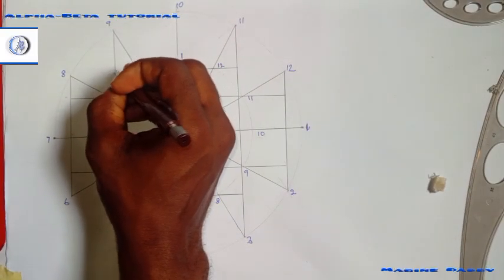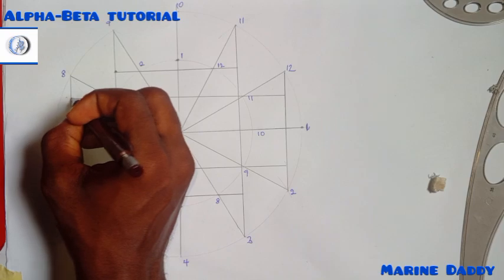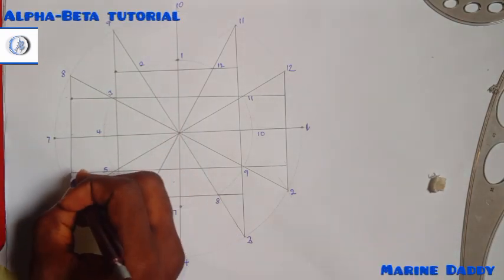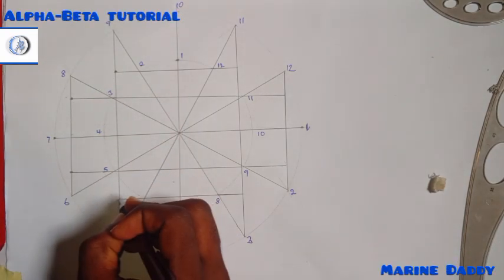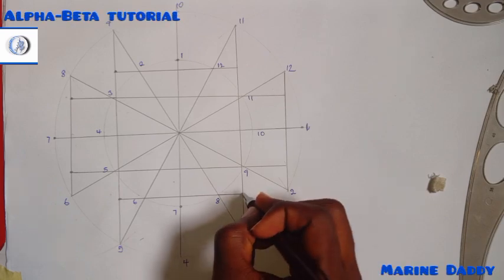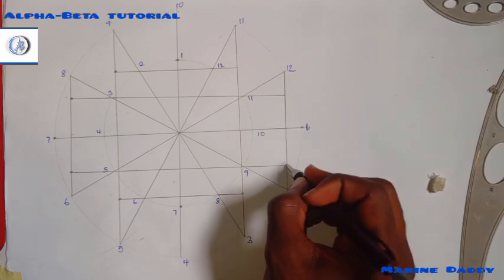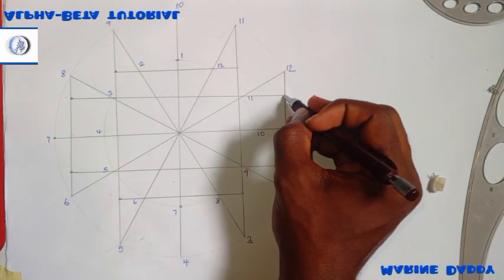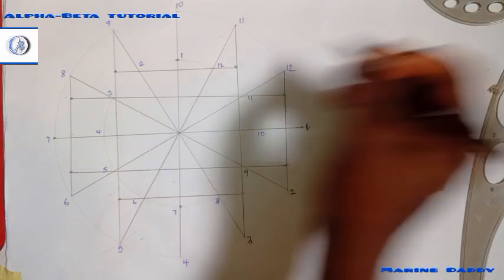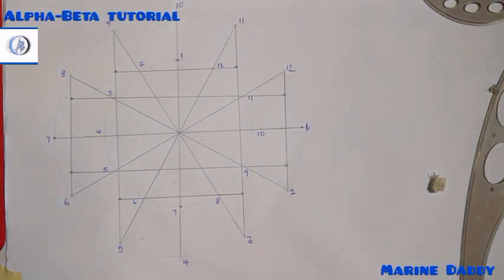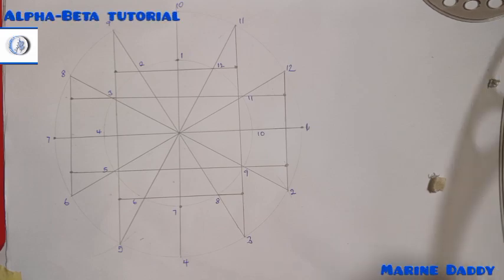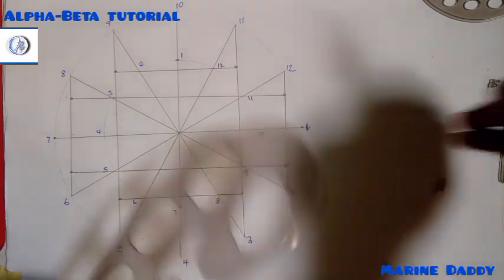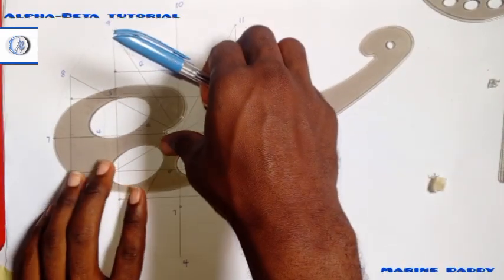So I'm having this side as a point, this other side also a point. This side is also a point. This side also a point. This side is also a point, and this side. So please observe it clearly. So as usual, you can now construct your ellipse.